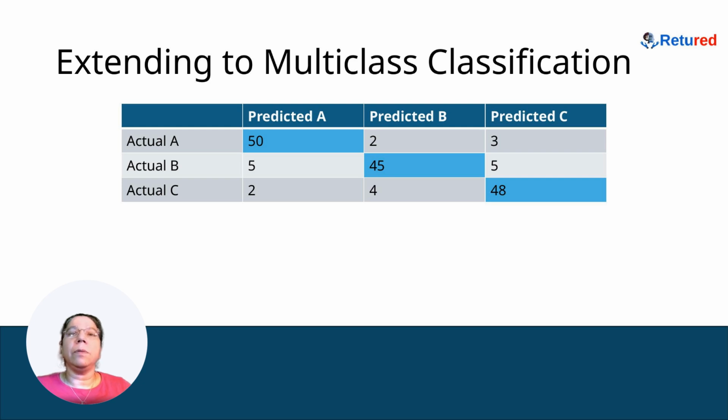Diagonal cells: 50, 45, 48. These represent the instances where the prediction matched the actual class. They are the correctly classified examples. Off-diagonal cells: these represent the misclassifications. For instance, 2 examples from class A were incorrectly predicted as class B and 3 as class C.